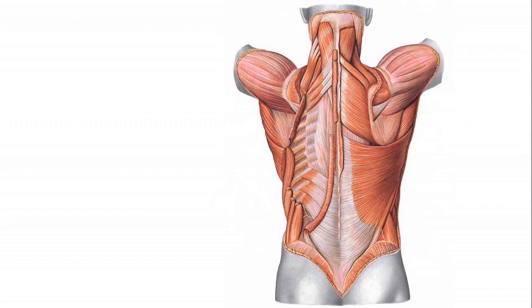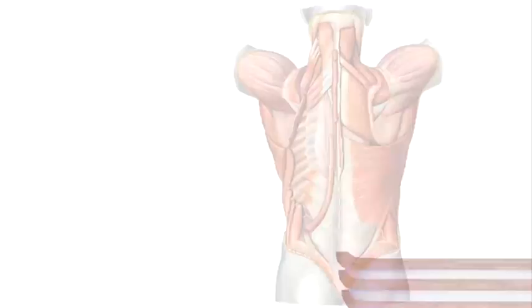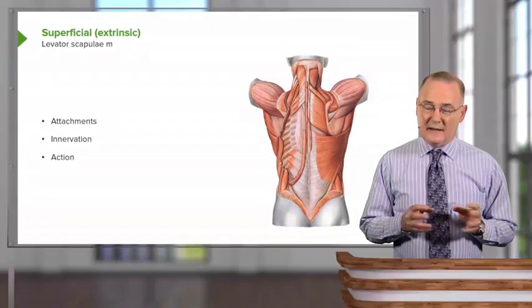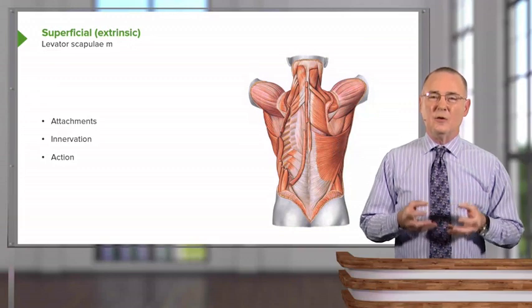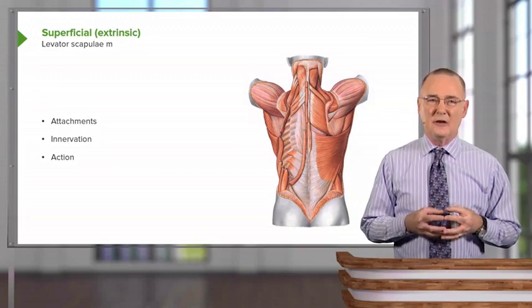The levator scapulae is innervated by the dorsal scapular nerve. It also receives contributions from anterior rami of the third and fourth cervical nerves. For its action, the name tells you exactly what it does. It's going to lift or elevate, pull the scapula superiorly.